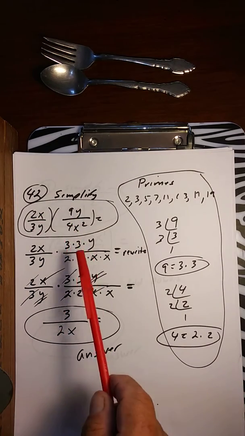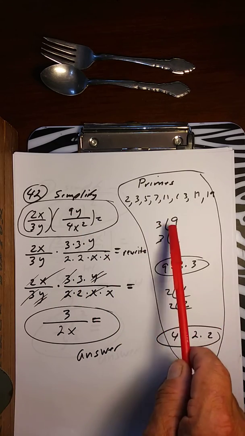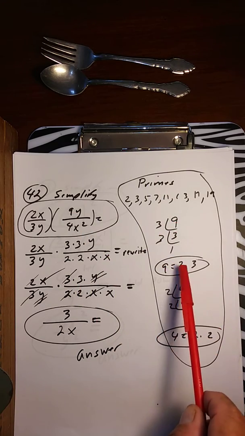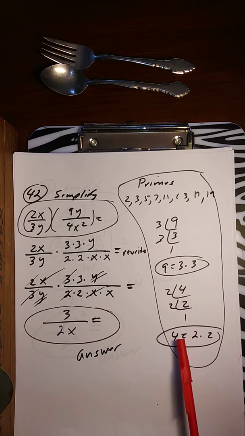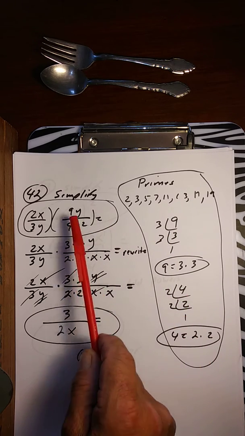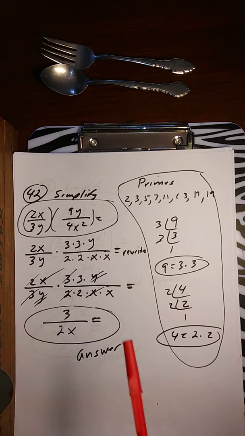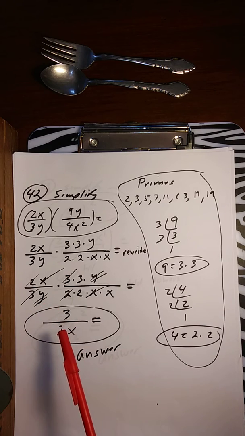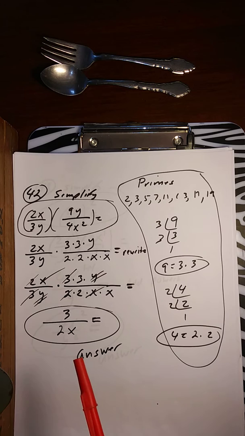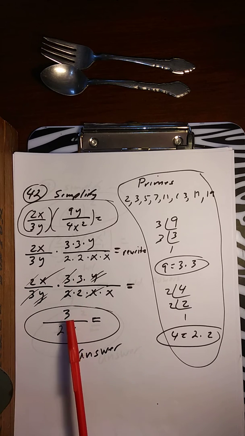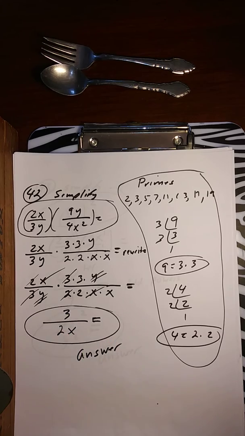Multiply these right here. First of all, let's use prime numbers. So 9 is 3 times 3. 4 is 2 times 2. So we have 3, 3 and y, and 4 is 2, 2, and then x² is x times x. So now we can cancel out. What can cancel? 2 and 2, 3 and 3, the y and the y, the x and the x. But still left over is 3, and in the denominator we have 2 and x. So 3 over 2x.